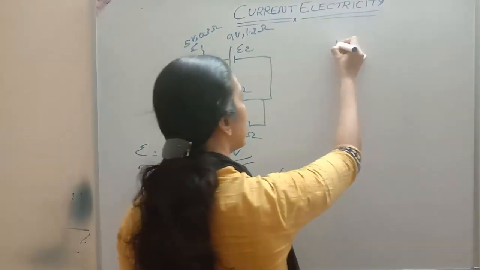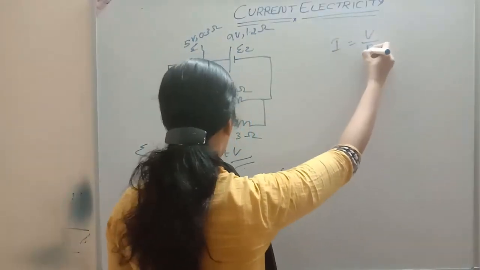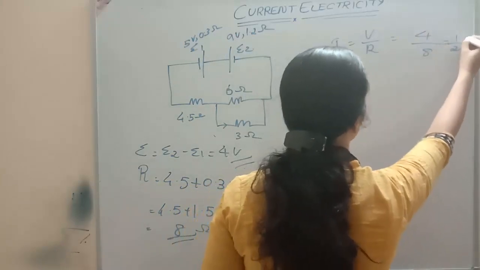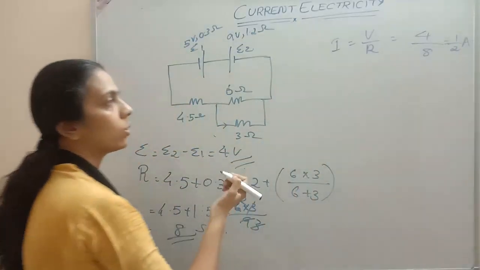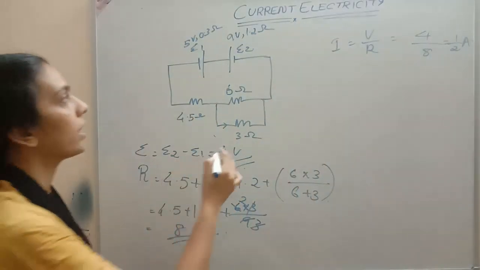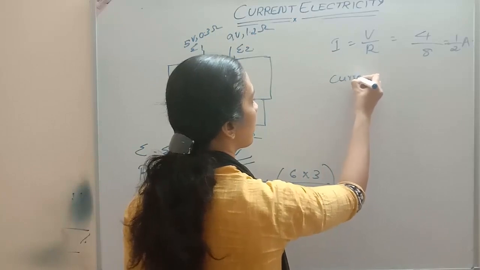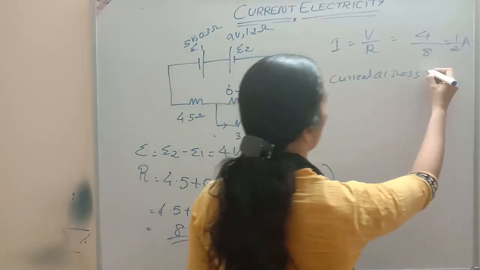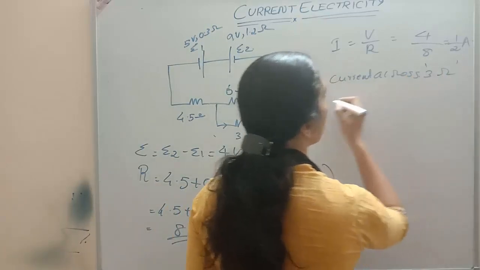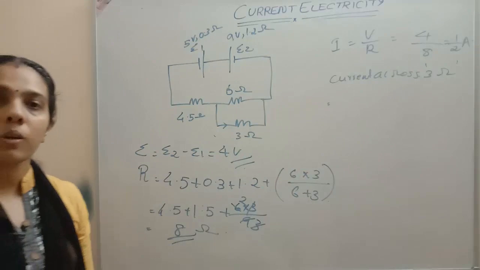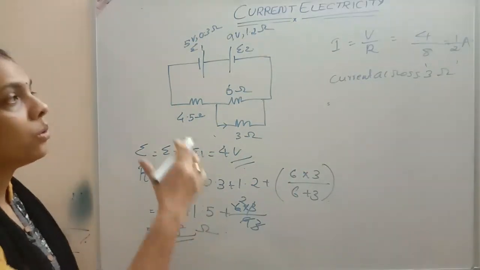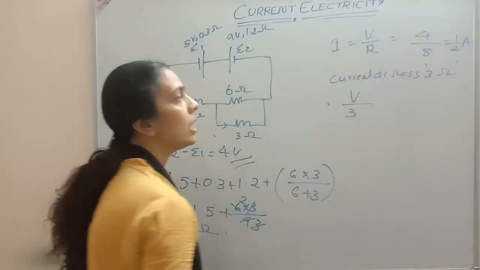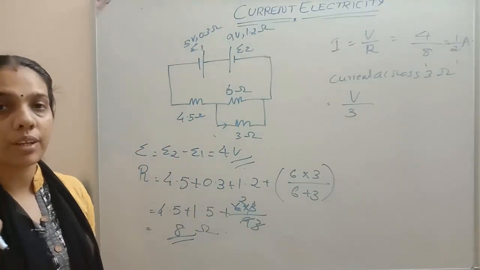Then what will be the current? I is equal to V by R. Here 4 divided by 8. So we got it as 0.5 ampere. Now we need to find the current across the 3 ohm. How can we find it? The current across 3 ohm will be equal to the potential difference across 3 ohm divided by 3. For that, first we need the potential difference across 3 ohm.